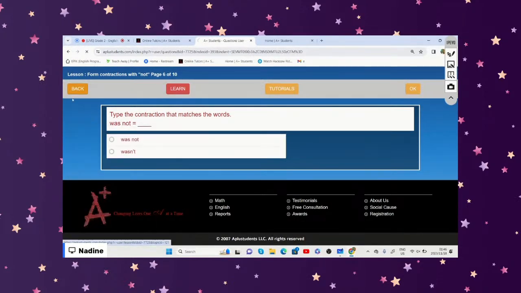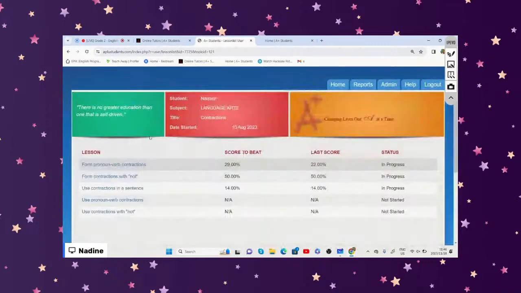All right, so that is now the end of our lesson on contractions. In our next lesson, we are going to complete the other lessons on using contractions within a sentence. We're going to use pronoun verb contractions and we're going to use contractions with not. That will be in our next lesson.